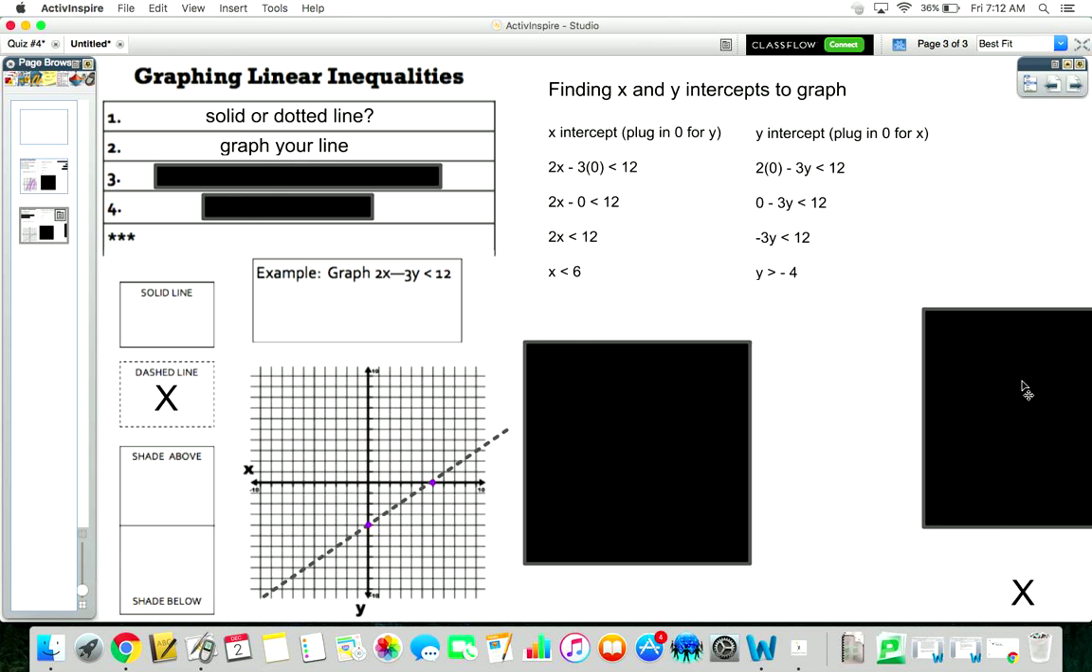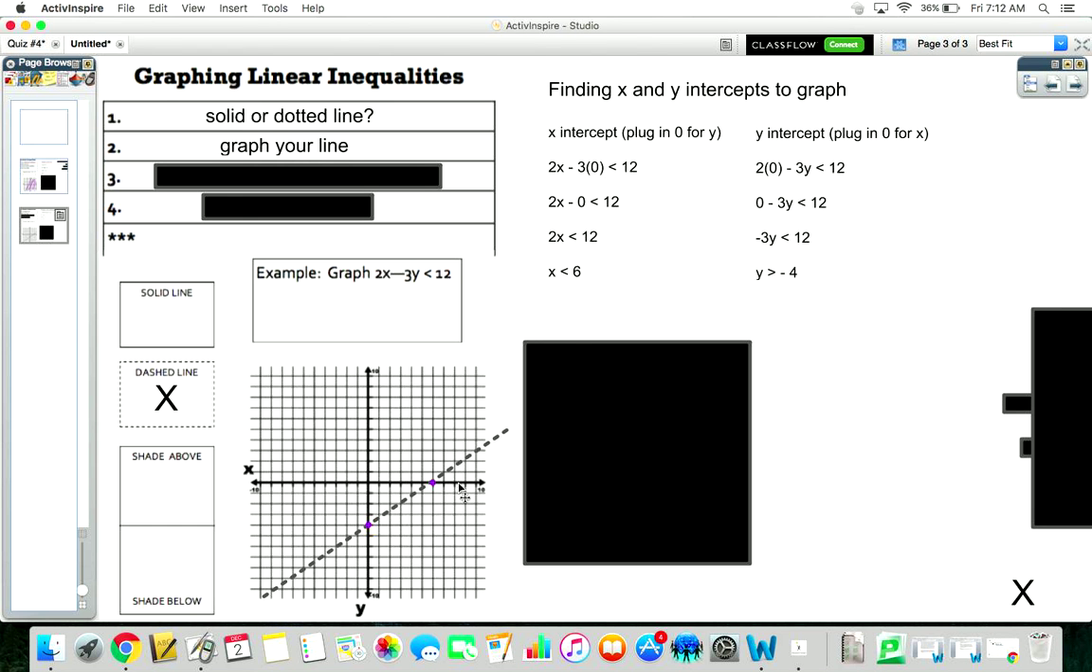So to plot these, you just need to plot a point. Notice I plotted a point at x equals 6. And then I have a point at y equals negative 4. And I have drawn my dashed line through these 2 points to plot my equation.